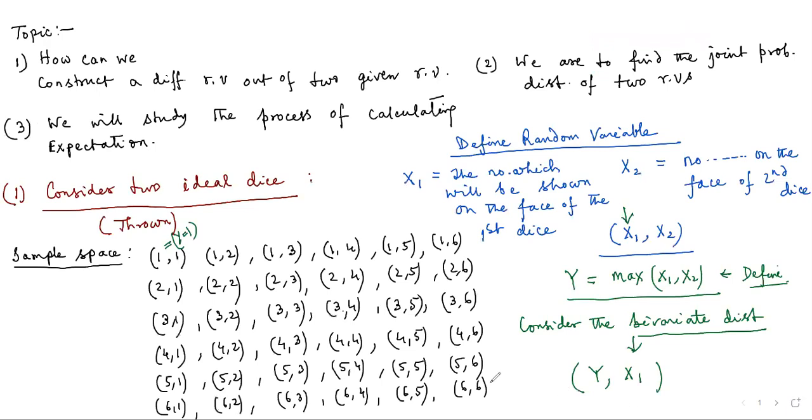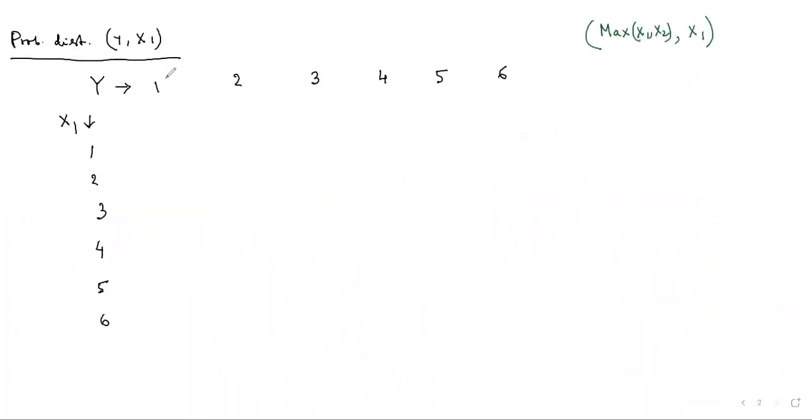Now you look at the previous table. If I consider this particular case, the maximum of 1 1 came out to be 1. And with respect to that, the first argument, or the value of x1, was 1. There is only one possibility in which it happened, that is 1 1. And therefore the probability for this particular case is 1 by 36.